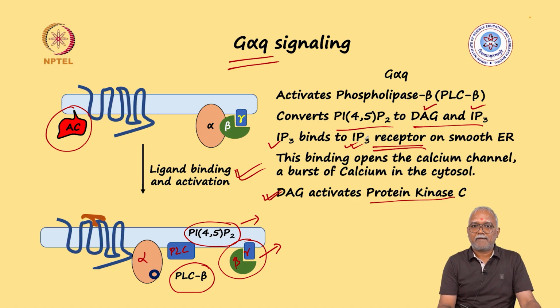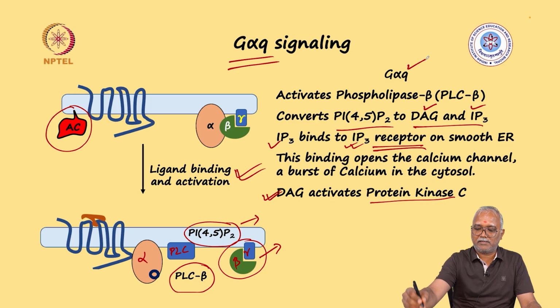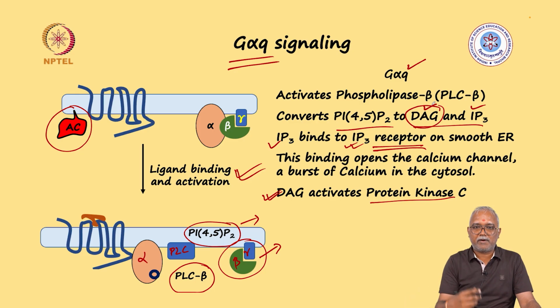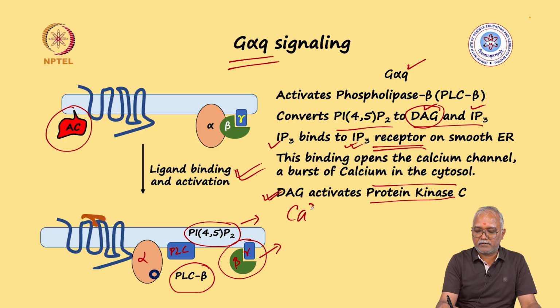Now over there, calcium-mediated responses will be carried out, but one more thing which happens in this process of G alpha Q activity is that diacylglycerol is generated, which is a membrane entity, and this is required for activation of protein kinase C. In addition to diacylglycerol, protein kinase C also requires calcium for activation.